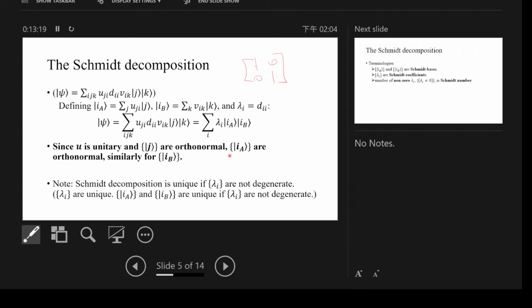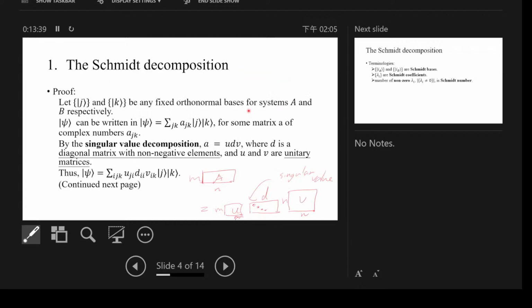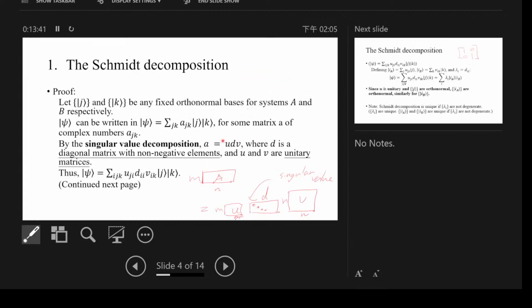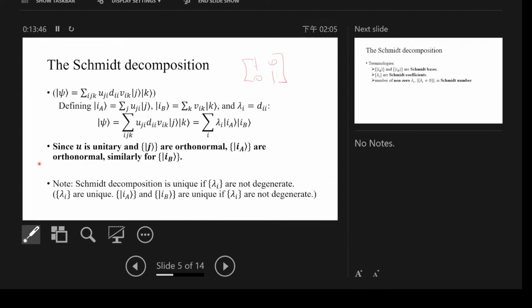Where you are summing over only one index, but the states on A and the states on B are still both orthonormal bases. And here is a bit of a side note on Schmidt decomposition that we don't quite prove. This is a decomposition that comes from singular value decomposition. And most of the time, singular value decomposition is unique, and the Schmidt decomposition is also unique.